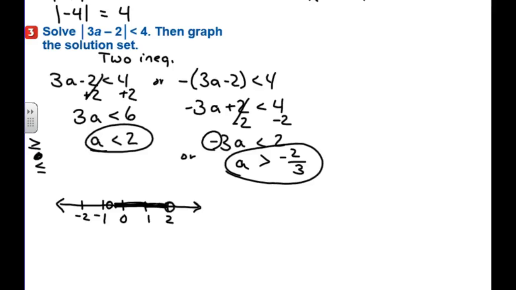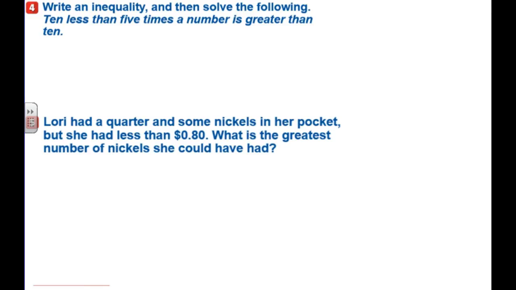And we'll go on to number 4. In number 4, you have a word problem. Write an inequality and then solve the following. 10 less than 5 times a number is greater than 10. So taking these words and changing it into algebra is something that you need to have that skill for.